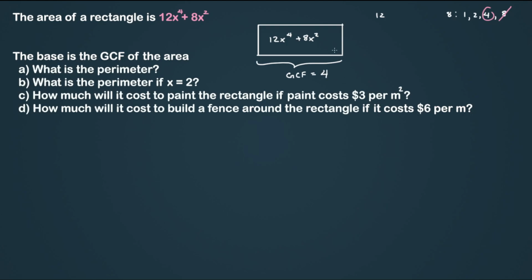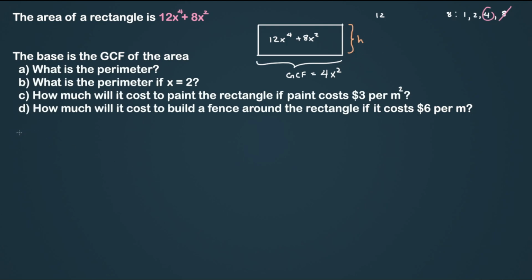Now we're going to look for the variable that's present in every term, right? In this case, we have x. And what's the smallest exponent of x? It is 2. That is the GCF of the area. That is the base. Now, we know this is the base. We want now to find what the height is, right? And height is just going to be the other factor. So how do I find the other factor?